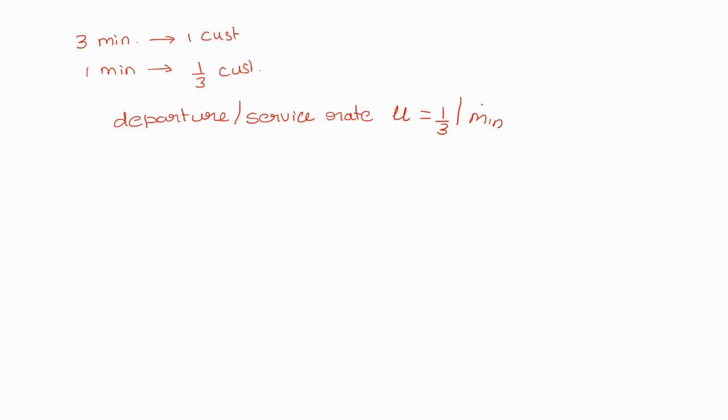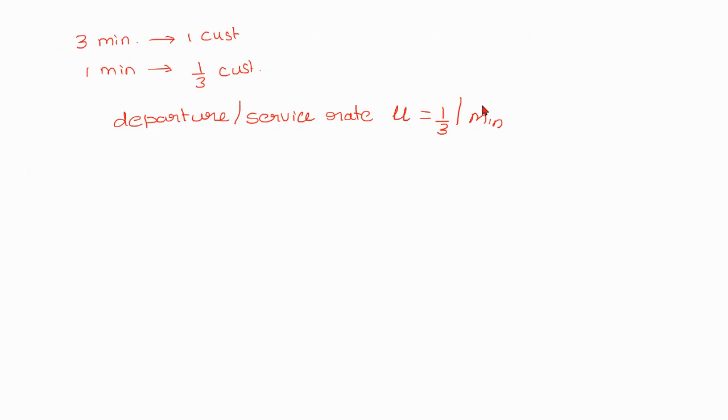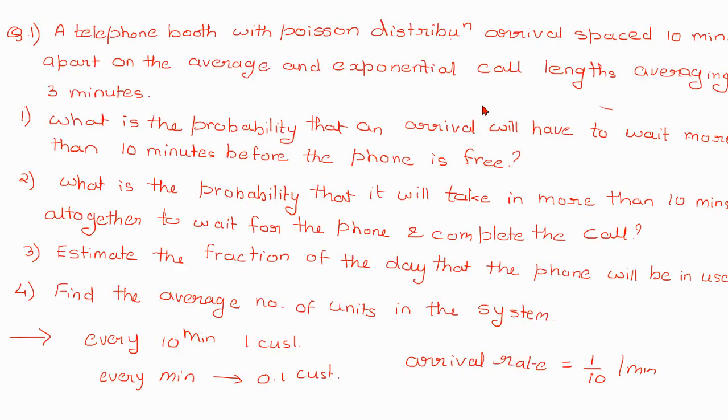Okay, now since both the arrival rate and the departure rate are in minutes, I did not convert them further. If something was in hours, I would have converted it to minutes, or the minutes to hours, whatever, but both should be in one unit. Okay, now let's move to the first sub question.